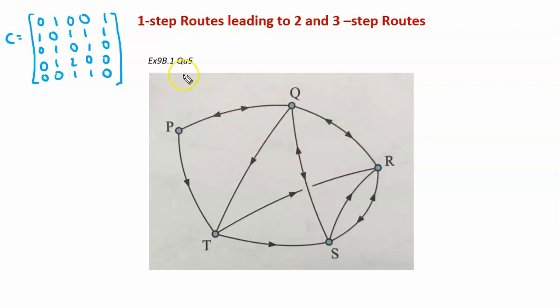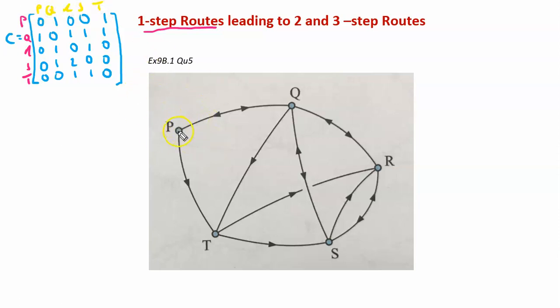This question is taken from the Hazy 12 General textbook and is exercise 9b.1 question 5. And yesterday we looked at one step, how we get from all these places. So remember P, Q, R, S, T to the other places. So can we get from P, Q, R, S, T?